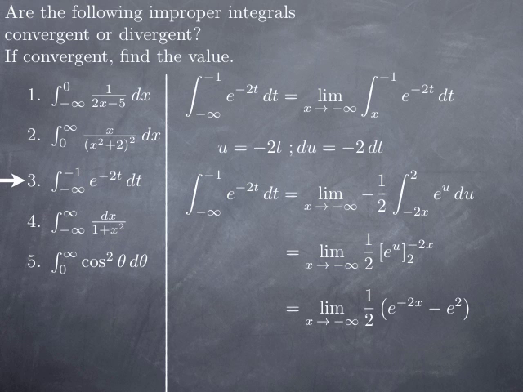Now, when x goes to negative infinity, negative 2x goes to positive infinity, and therefore e to the negative 2x goes to positive infinity as well. That means we have an infinite limit, and the integral is divergent.